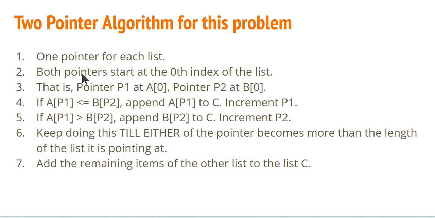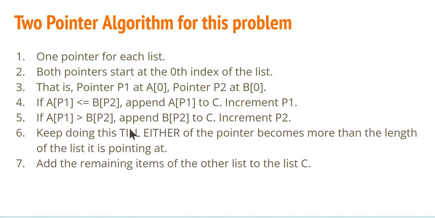In fact, both the pointers are going to start at zeroth index of the list. Again, this is different, so there's no left or right here. Both point at the zeroth index, so I just call them pointer P1 and P2. So P1 goes to, for example, A0 and P2 goes to B0, where A and B are my two lists.